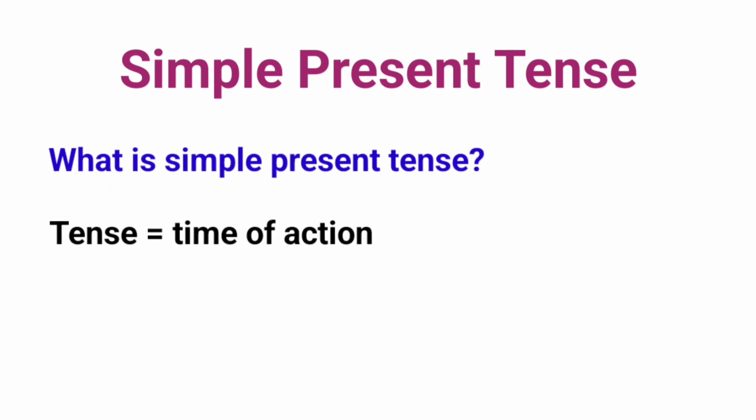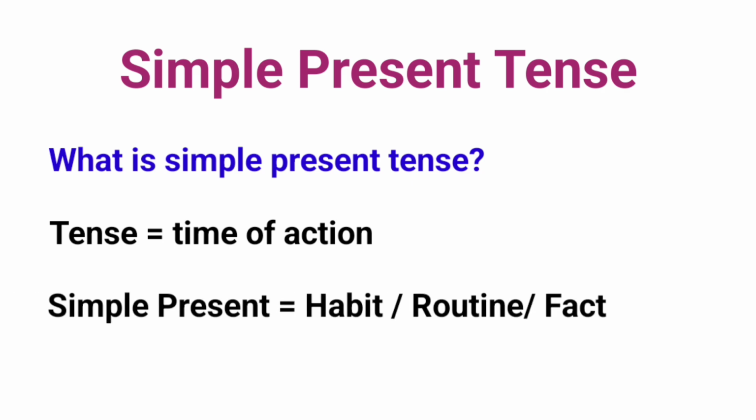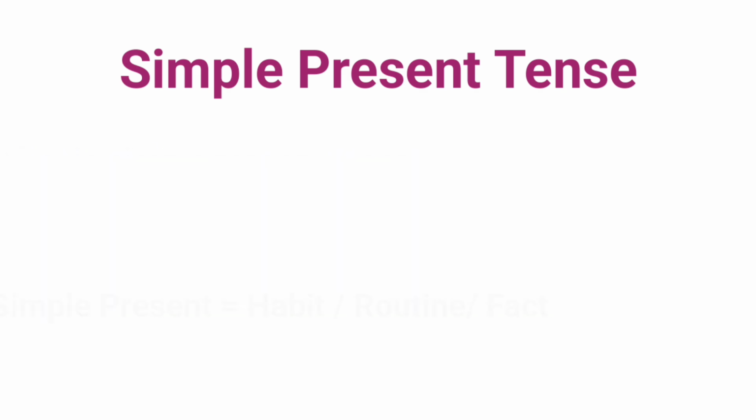First, what is simple present tense? A tense is equal to the time of action. A tense shows when an action happens: past, present, or future. The simple present tense is used for actions that happen regularly, repeatedly, or as a fact. It is one of the most important tenses for daily English conversation.